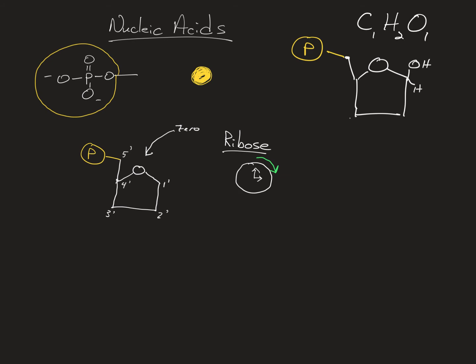1 to 2 to 1. For every carbon, there's 2 hydrogens and 1 oxygen. Every carbon here has 2 hydrogens and 1 oxygen. Why do we draw it this way? Because it makes it easier.